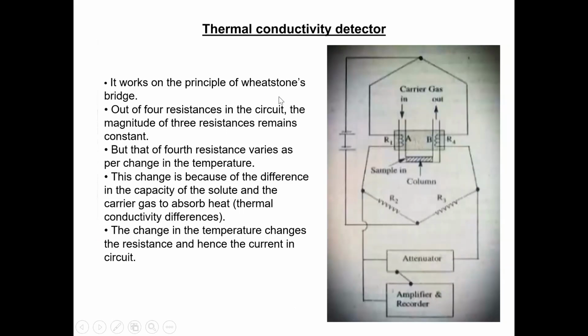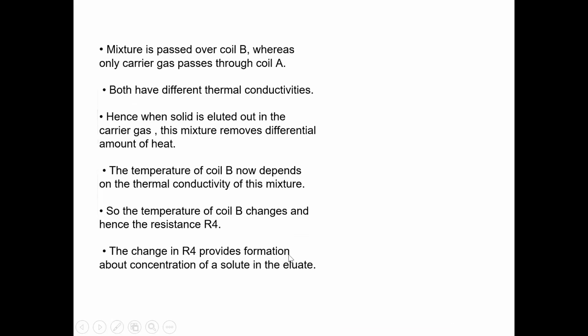The principle is based on the Wheatstone's bridge principle. So there are 4 resistances, R1, R2, R3, R4. Carrier gas is allowed to pass through this R1 and it passes through the column and it reaches R4 and goes out. When only carrier gas passes through the column, the bridge remains balanced. But when sample is injected, there is a change because of the difference in the capacity of the solute and carrier gas to absorb the heat. So there is thermal conductivity difference, so there is a change in temperature. It changes the resistance and hence the current in the circuit.